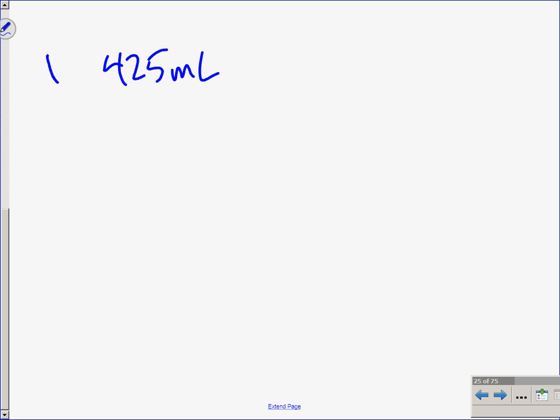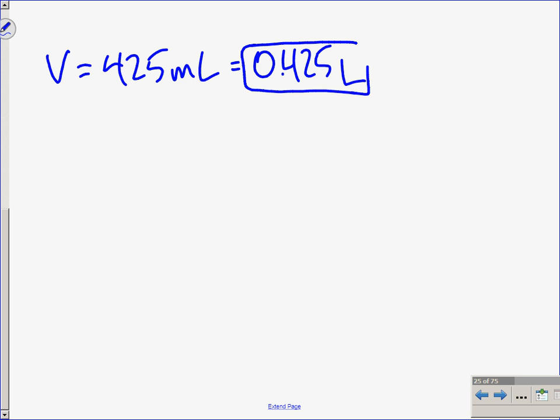That is volume. Immediately, you know you can't have volume in milliliters in this case. It has to be in liters. 0.425. You're moving the decimal back. I'm only doing liters because I'm telling you right now this is an ideal gas law problem. Normally volume can be in milliliters. Totally.